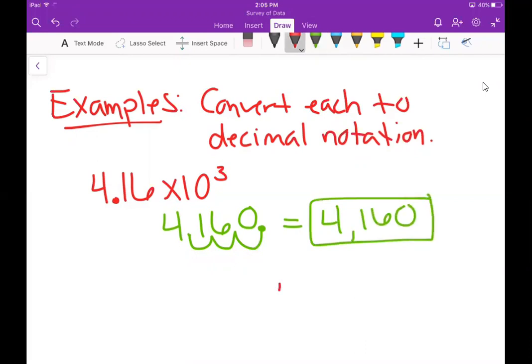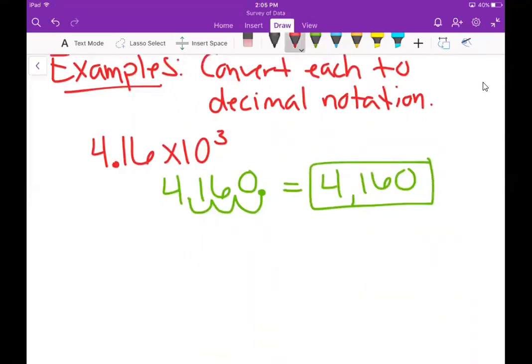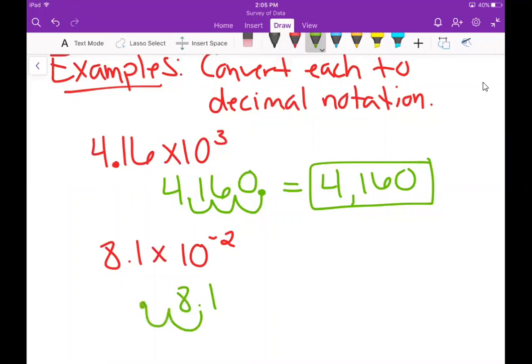Let's try that again. What about 8.1 times 10 to the -2? Now, do you remember what a negative exponent means? It means you're dividing. So I have 8.1 and I need to divide it by 10 twice. If I divide by 10, that makes the number smaller. So this 8.1 needs to get smaller by 2 place values since I'm dividing by 10 twice.